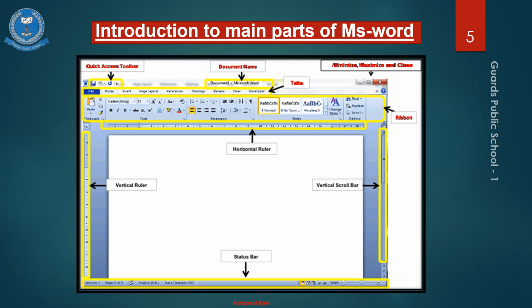Then you can see the horizontal ruler, which is at the top of your document. Then the left ruler, it is the vertical ruler. The purpose of the ruler is to change the page layout according to your choice. The second last option is the vertical scroll bar. The purpose of this option is to move your page up and down easily. And then comes the last one, the status bar. That means you can get the whole information about your document.